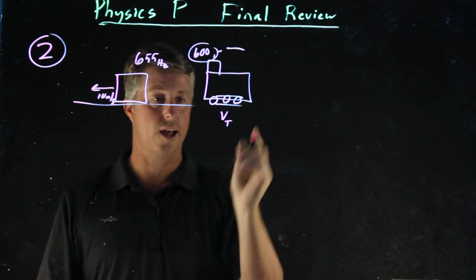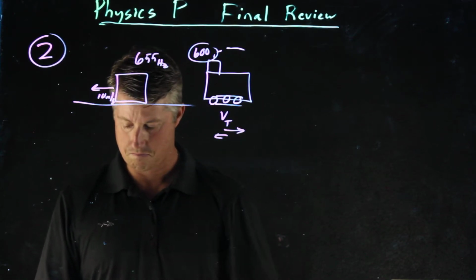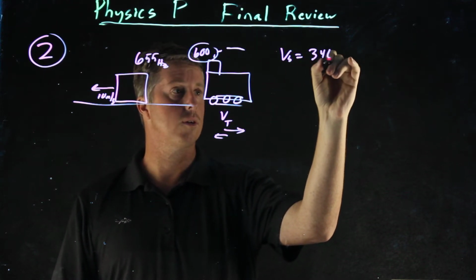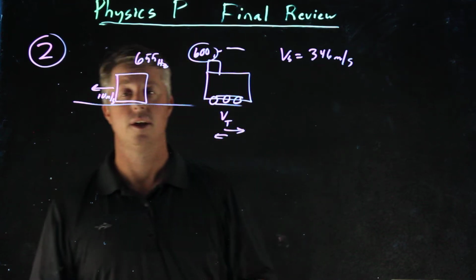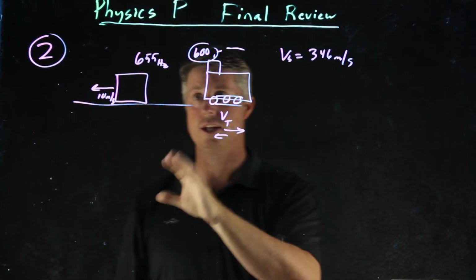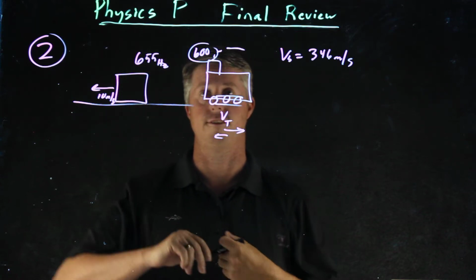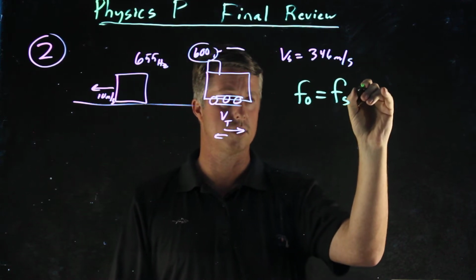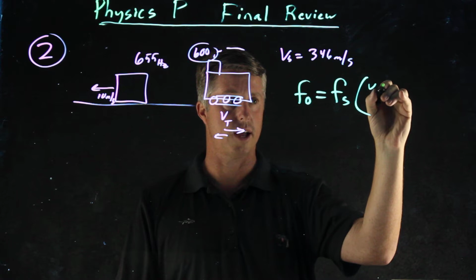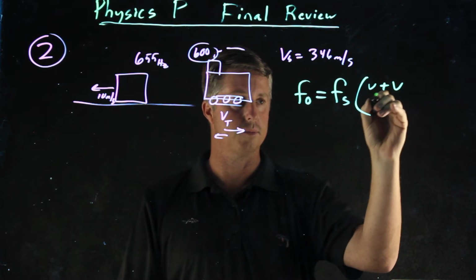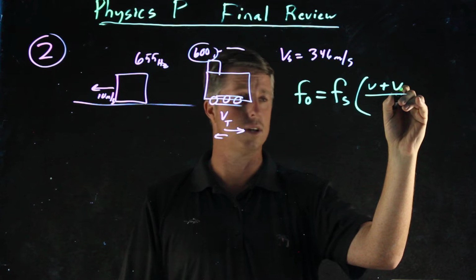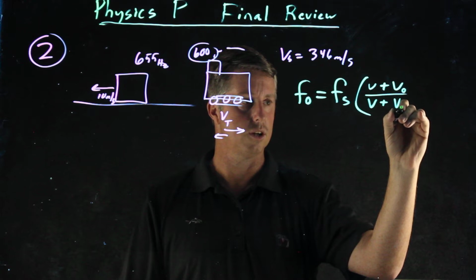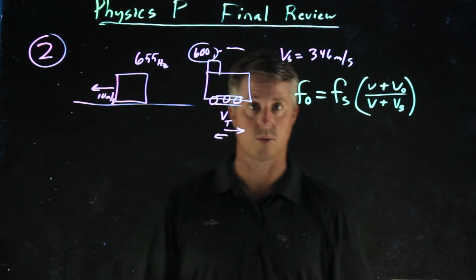Note, I don't know if the train is moving this way or this way. And the speed of sound in air is 346 meters per second. This is a problem about frequency and the change as things are moving. This is a Doppler effect problem. The observed frequency is equal to the frequency of the source times the speed of sound plus or minus the speed of the observer, divided by the speed of sound plus or minus the speed of the source. So that's the work I have to look at.